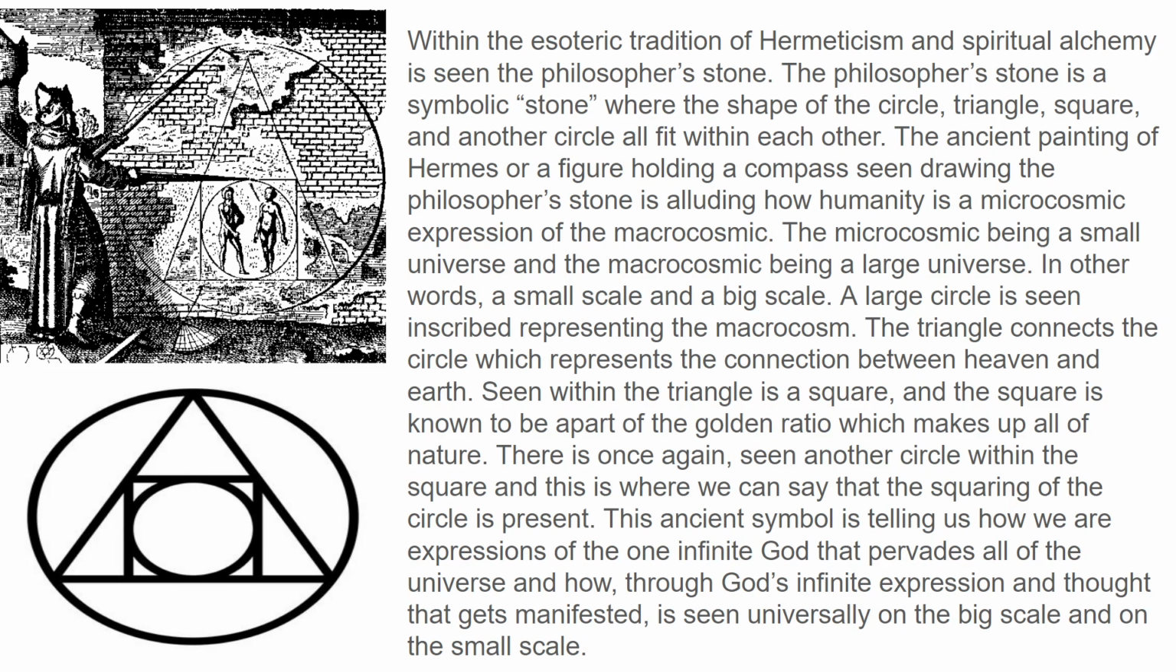A large circle is seen inscribed, representing the macrocosm. The triangle connects the circle, which represents the connection between heaven and earth. Seen within the triangle is a square, and the square is known to be a part of the golden ratio, which makes up all of nature. There is once again seen another circle within the square, and this is where we can say that the squaring of the circle is present.